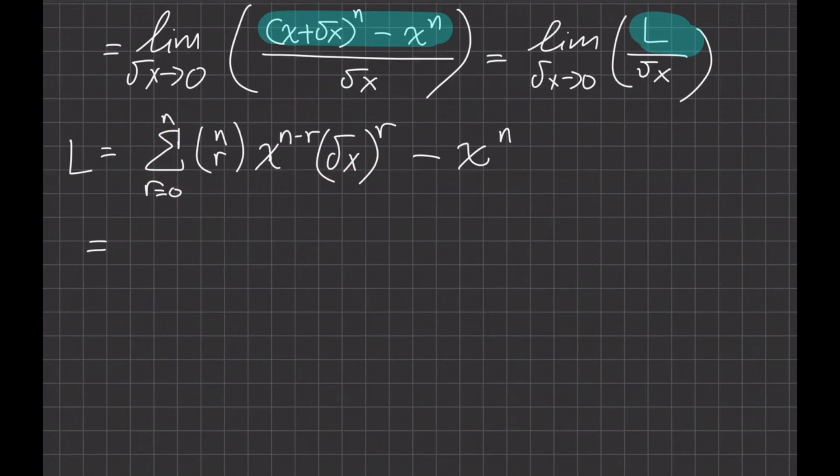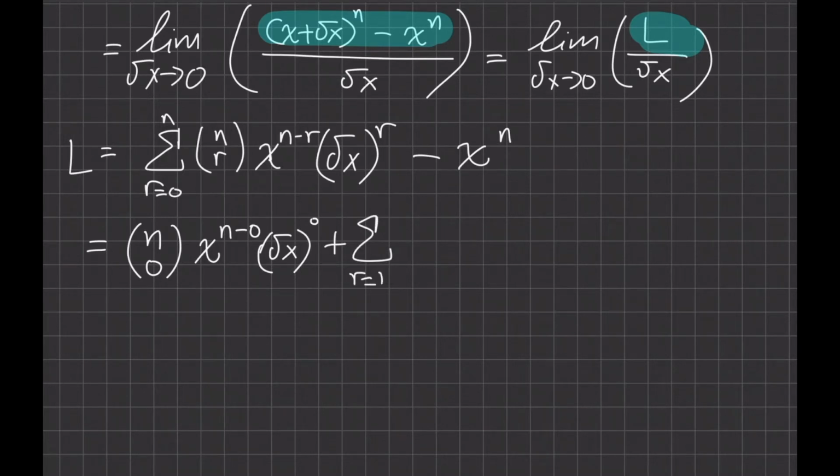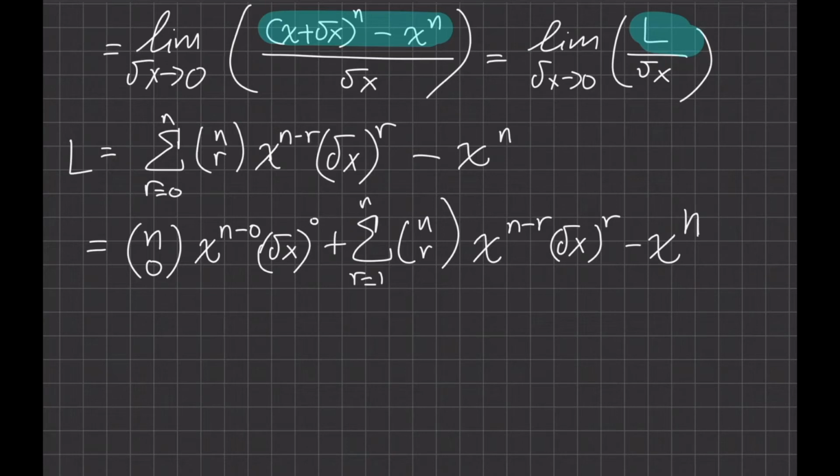So let's take out the term where r is equal to 0. We have n choose 0, times x to the power n minus 0, times dx all to the power of 0. Since this is a summation, if we have taken one term out, the summation therefore starts with r is equal to 1, because this was r is equal to 0 all the way up to n. Also, please feel free to pause the video at any time if you want to confirm whether these calculations are correct.